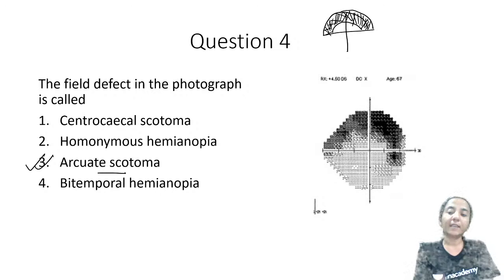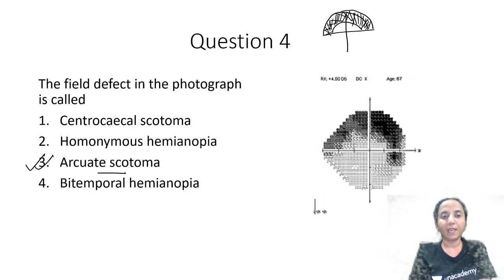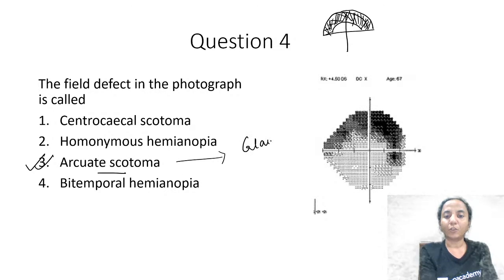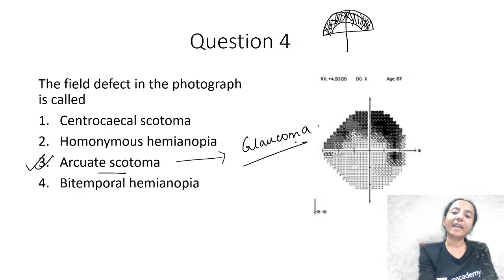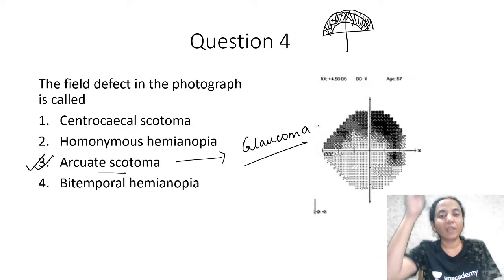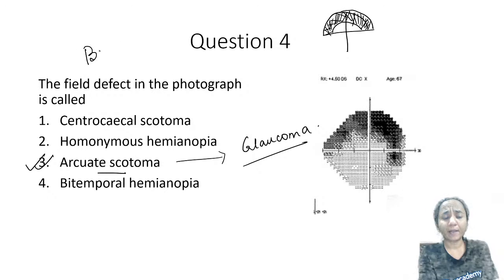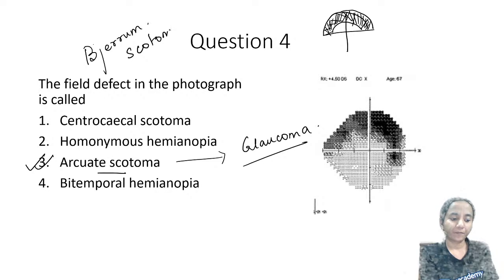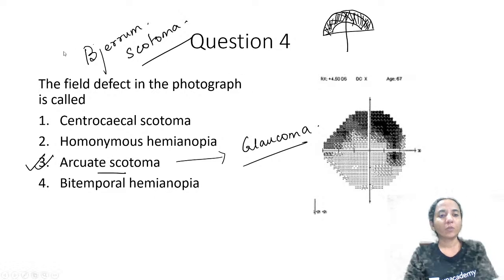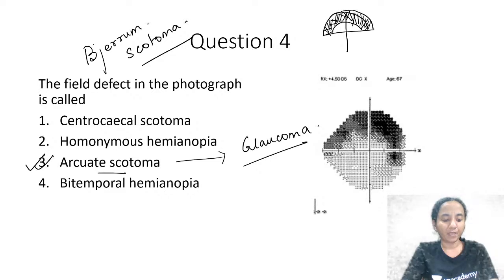And where do we get to see this kind of an arcuate scotoma in perimetry? In which condition do we see it? Arcuate scotoma is very specific to glaucoma. So when we see this kind of an arch defect on the horizontal axis, this is called an arcuate scotoma, Bjerrum scotoma, and this is very specific to glaucoma, right? So this is an investigation on perimetry, and one of the important perimetry pictures that we should know for the exam.